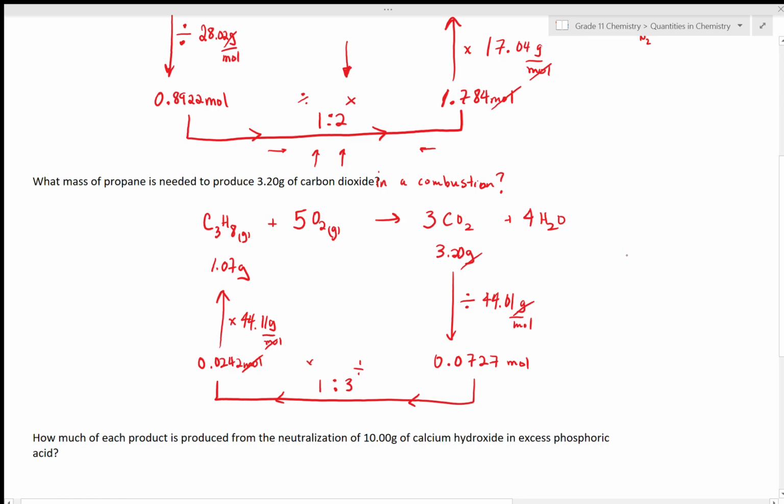For those of you who like the other method, by setting up a ratio, it's really simple. You can just simply take the 3 moles of carbon dioxide, CO2, over 1 mole of the propane, C3H8, and that's going to be equivalent to 0.0727 moles of my carbon dioxide over my X moles of propane, and then it's just a matter of solving for X. That'll produce this number here at 0.0242. So that's it. We've solved that problem. The answer to the problem was 1.07 grams.